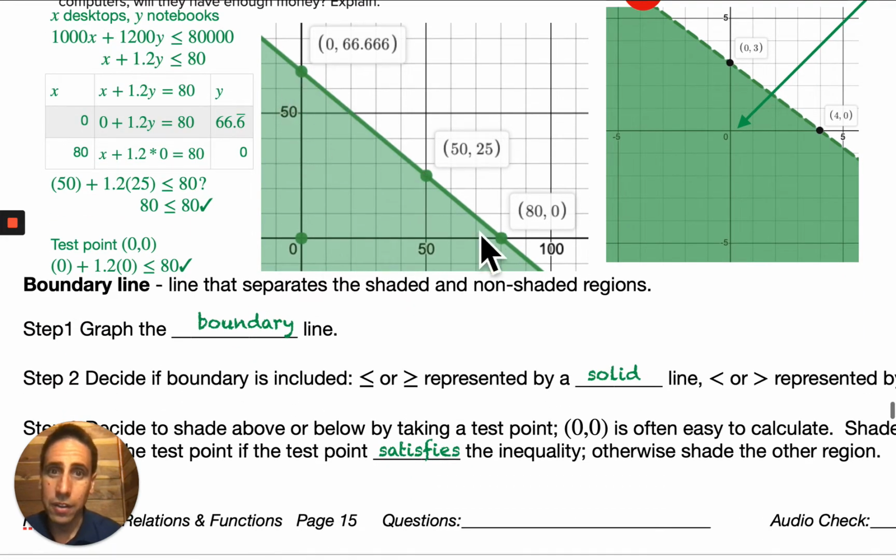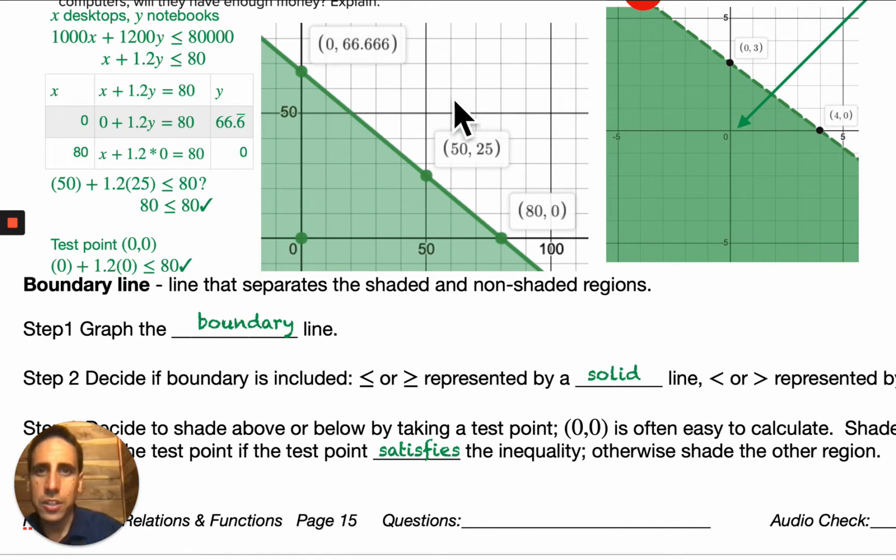So we've got a solid line because we want to include the boundary. The boundary is okay. If we actually spend all 80,000, if the total money adds up to exactly 80,000, then we still want that to be considered a viable option, and it's allowed because you're staying within the budget.